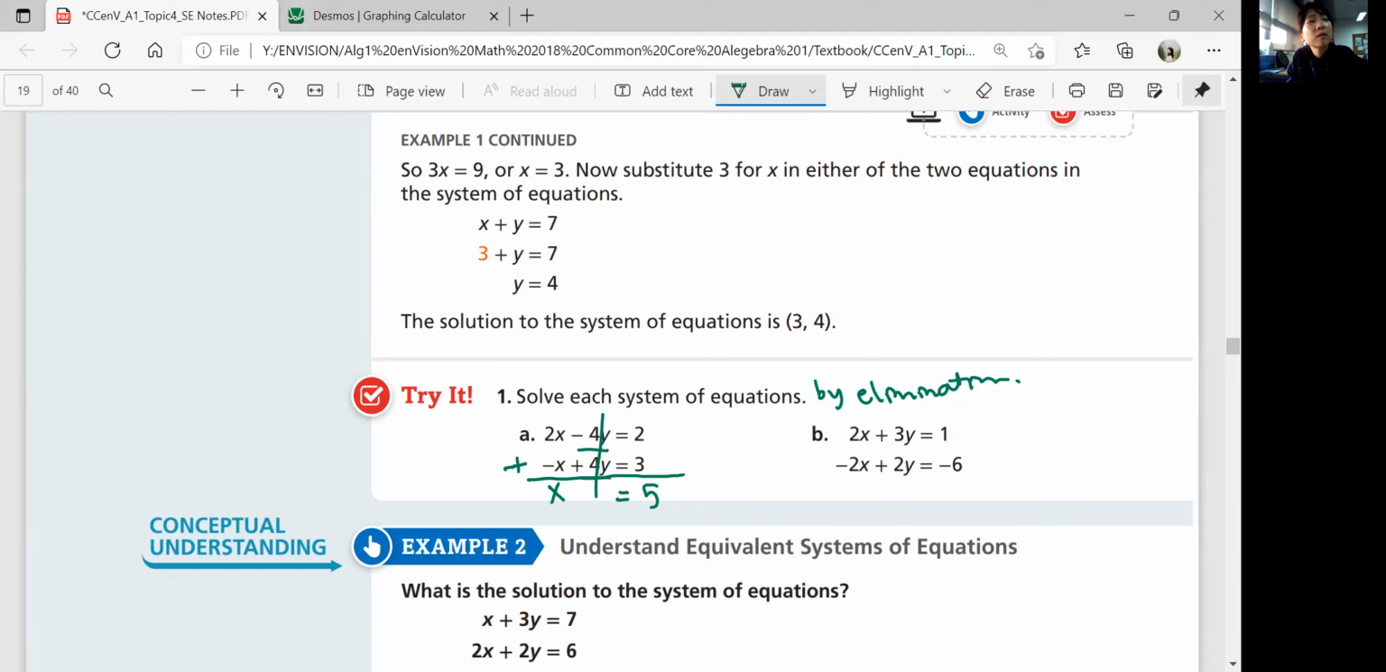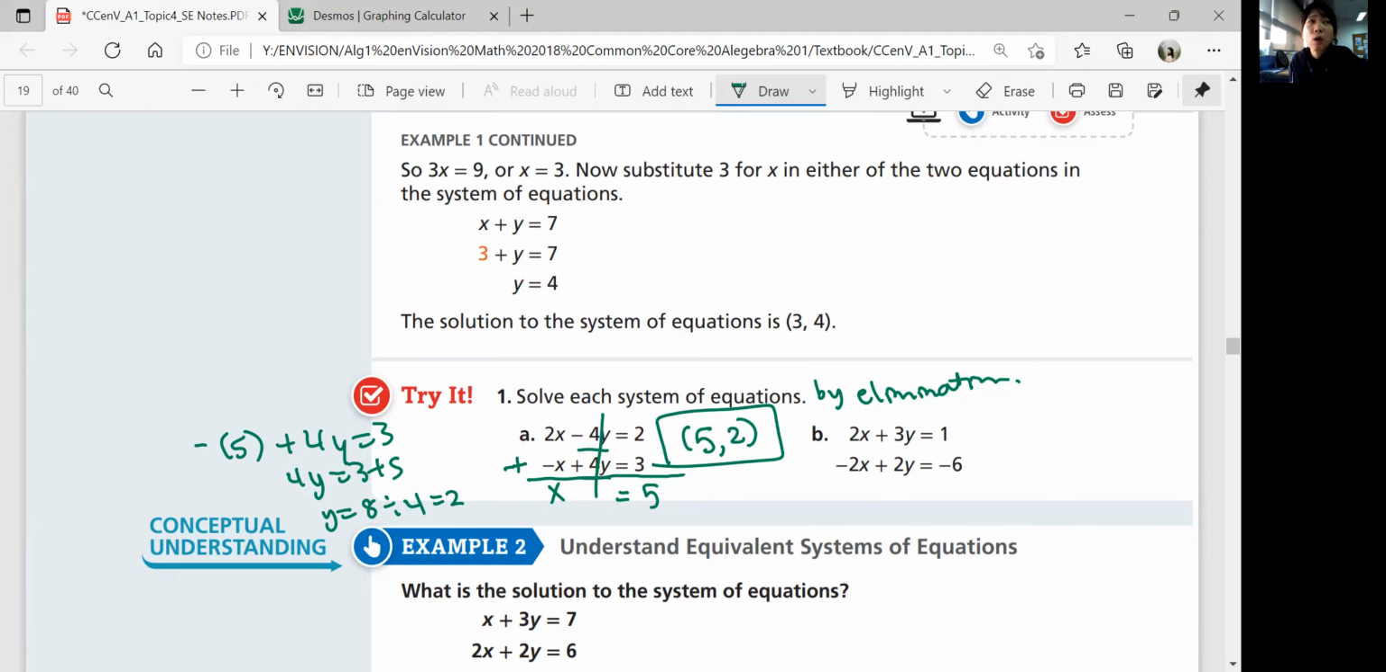You plug it into any one of these equations to figure out y. I'm going to use the second one. Negative x plus 4y is equal to 3. So 4y is equal to 3 plus 5, or 8. And so y is equal to 8 divided by 4, which is 2. Okay, so your answer is 5, 2. That is your point, (5, 2).